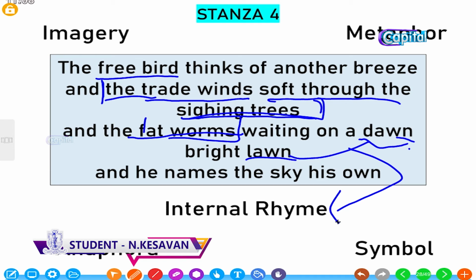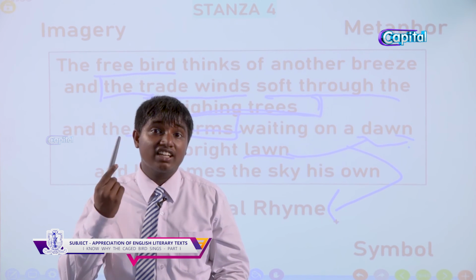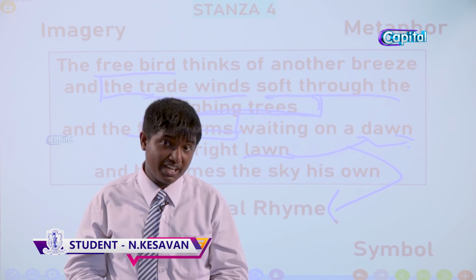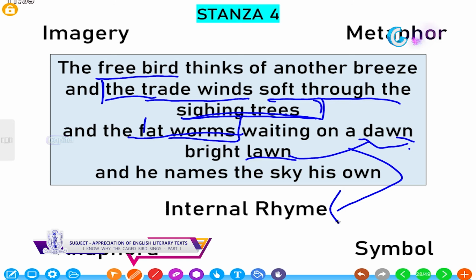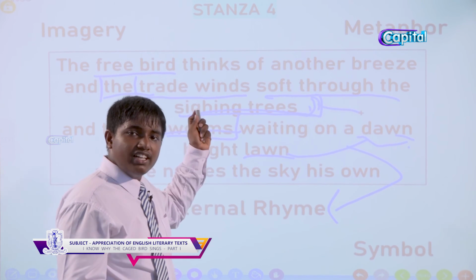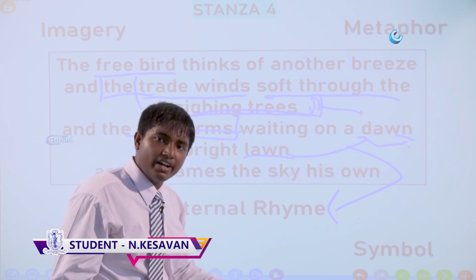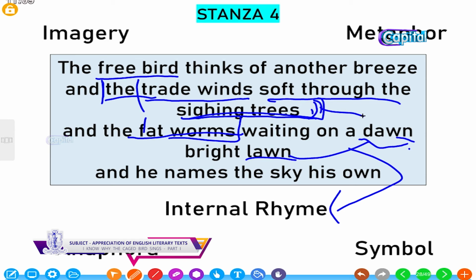So now let's read it with the meaning. The free bird thinks of another breeze. Until now, while the caged bird is fighting and crying and feeling the anguish and the pain exerted on him, the free bird is thinking of another breeze, another moment that has been mentioned in the first stanza, another breeze, and the trade winds soft through the sighing trees. I have mentioned it has a deep meaning because in the trade winds we can understand that privileged people are making themselves develop from the anguish and the pain while the caged bird is working. While the discriminated people or the underclass people are working, they are getting the benefits from these underclass people without any reason. That's what has been shown in the trade winds soft through the sighing trees.